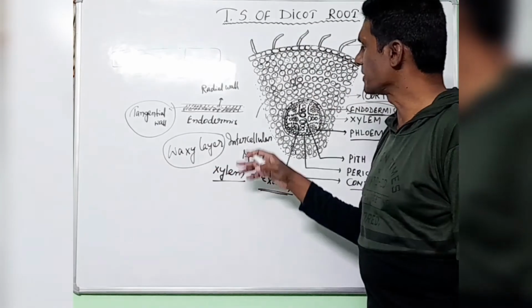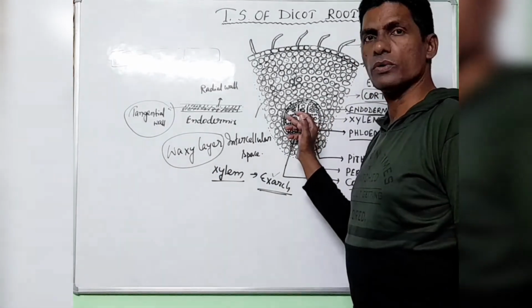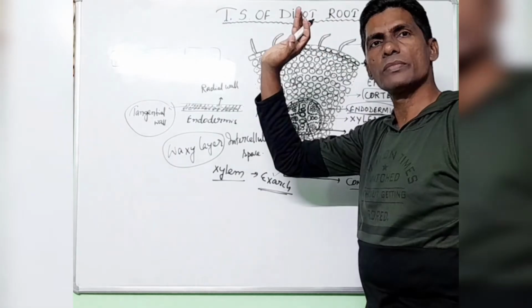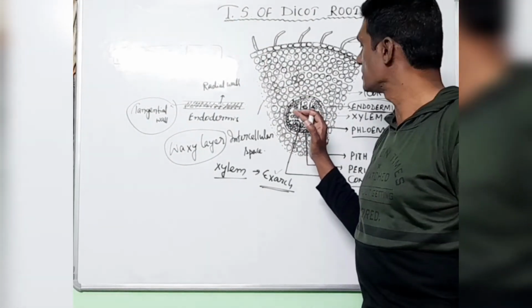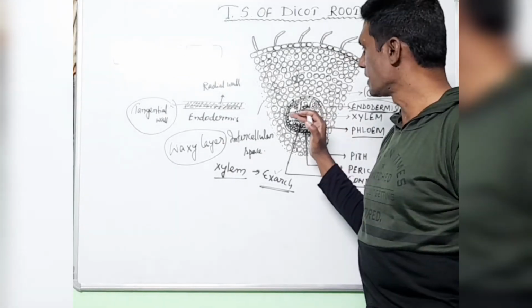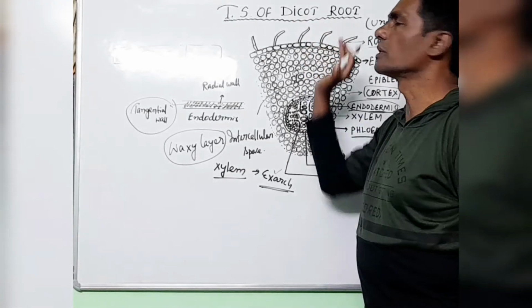Okay, now I come to the point here. The middle part is called pith, and pith is narrow in dicot root, and xylem tissues are arranged in 4 to 6 in number. These are the specific characteristic features of the dicot root.